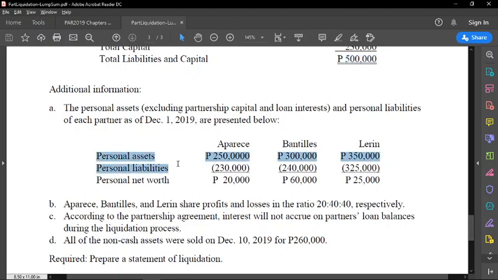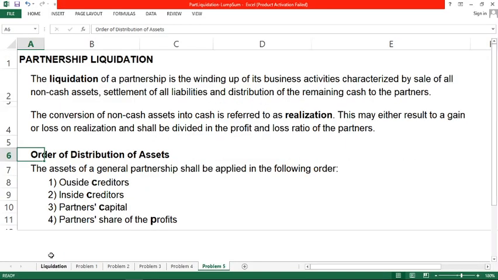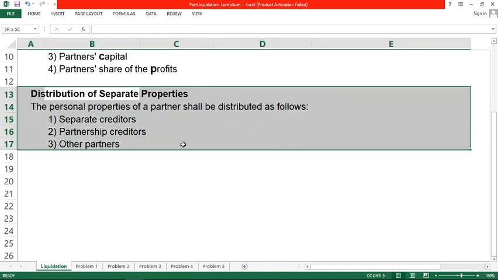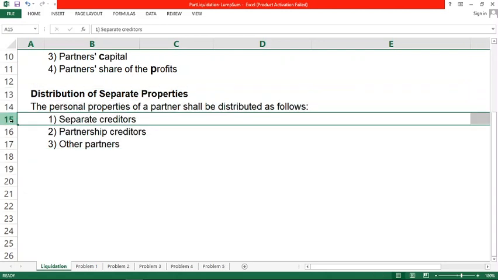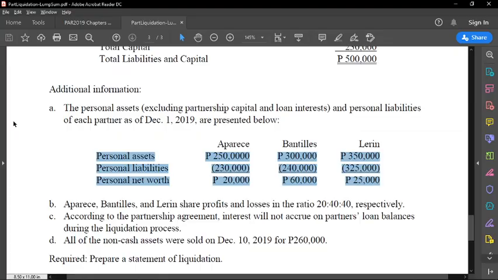So ito po ay mga personal assets and liabilities. Kung babalikan po natin yung theory natin kanina, ito po yun. Distribution of separate properties. So first, ano nga yung priority number 1? Kailangan muna nating bayaran ang personal na utang ni partner bago natin gamitin ang asset niya pambayad sa utang ni partnership. So if that's the case, unahin po muna natin si personal liabilities. So itong personal net worth, yan na lang po ang pwedeng gamitin na asset ni partner pambayad sa partnership liability. So this is very important in our analysis later.